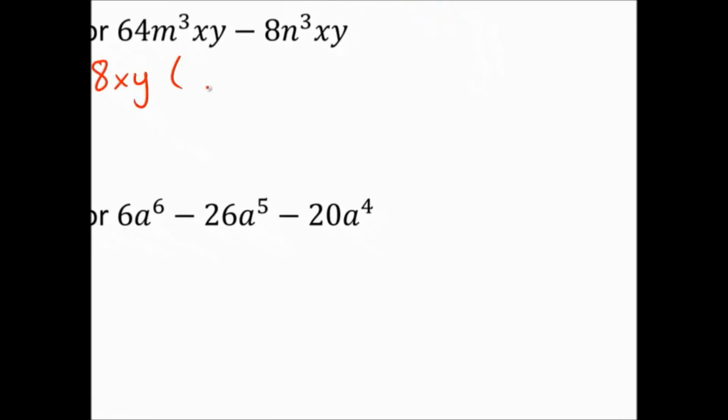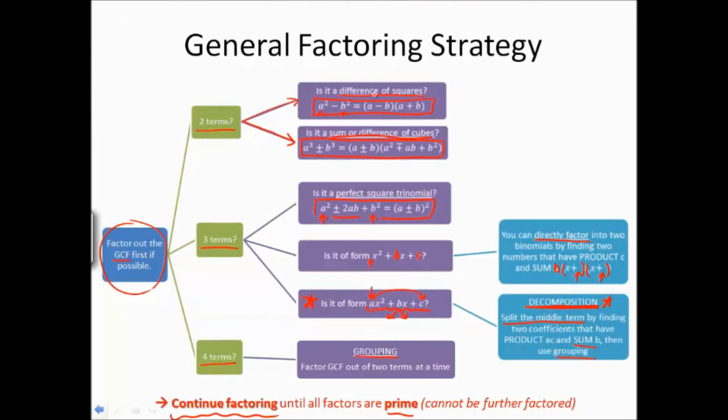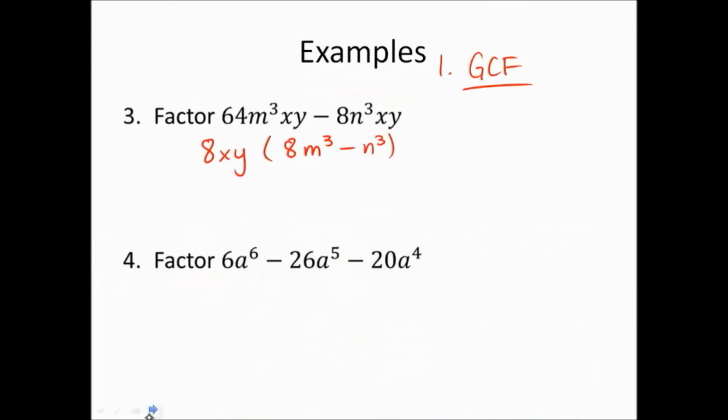xy can come out. So we're left with 8m cubed minus n cubed there. So now inside we have two terms. So let's look back. Two terms, we had either a difference of squares or a sum or difference of cubes. Which one is it? Well, we have cubes, and it's a difference of cubes.